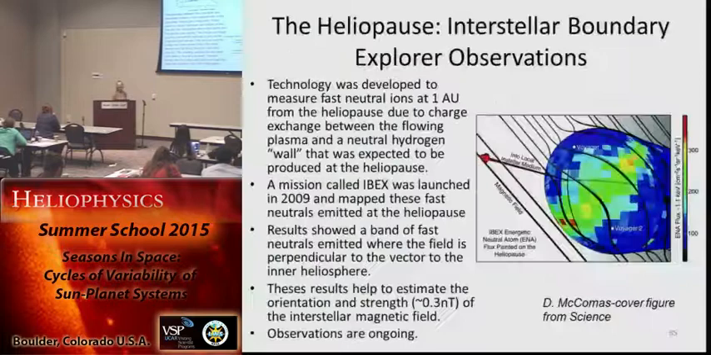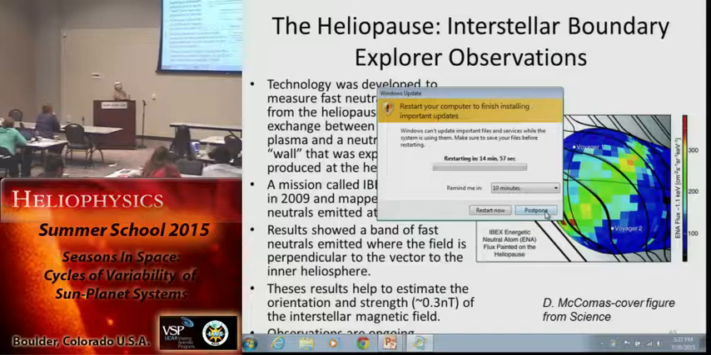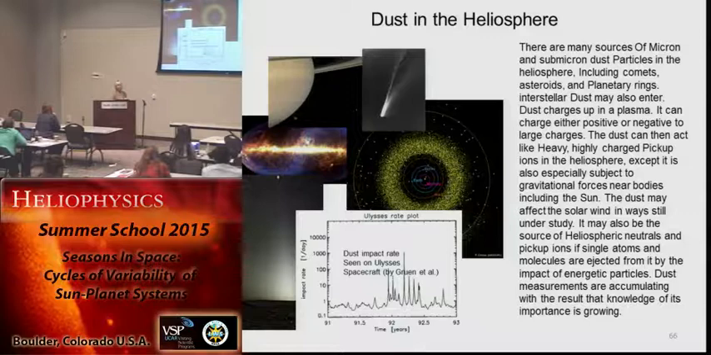And then you might have seen these pictures of the energetic neutrals coming from the heliopause that are telling us something that we don't quite understand completely. But the interpretation is that this band of energetic neutrals is associated with the draping pattern of the interstellar magnetic field around the heliosphere. So things are really getting busy in the heliospheric area, and the IBEX mission is still operating, so you'll see more and more from it.